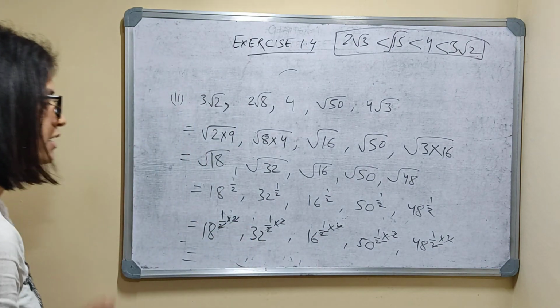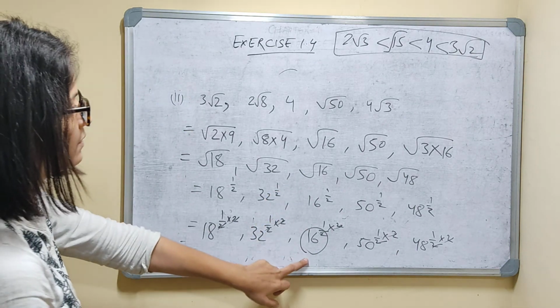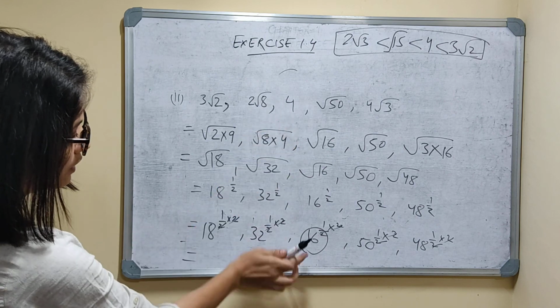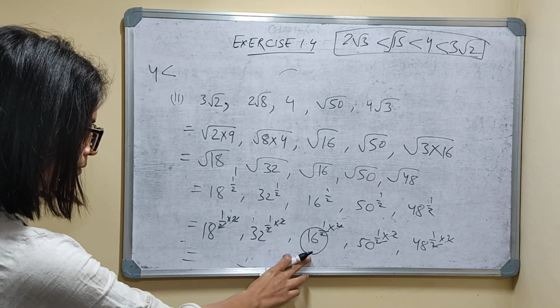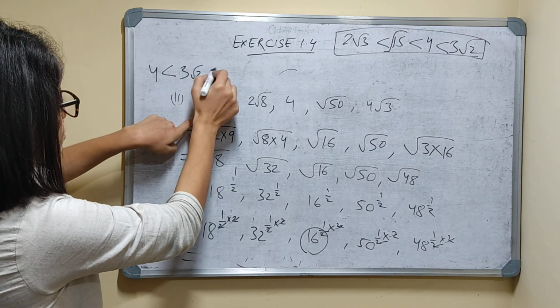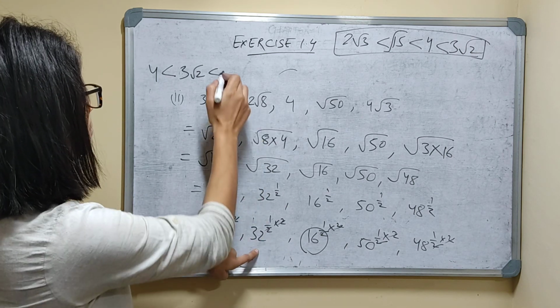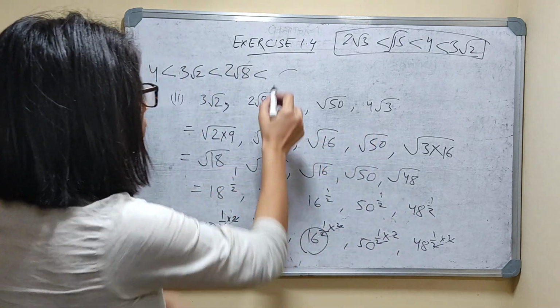Now you can see here which is the smallest number, that is 16. So it comes from 4. So first 4 will come. Then after 16 bigger number is 18. So this is from 3 root 2, so 3 root 2. Then after 18, 32, that comes from 2 root 8. Then 48, that is 4 root 3.